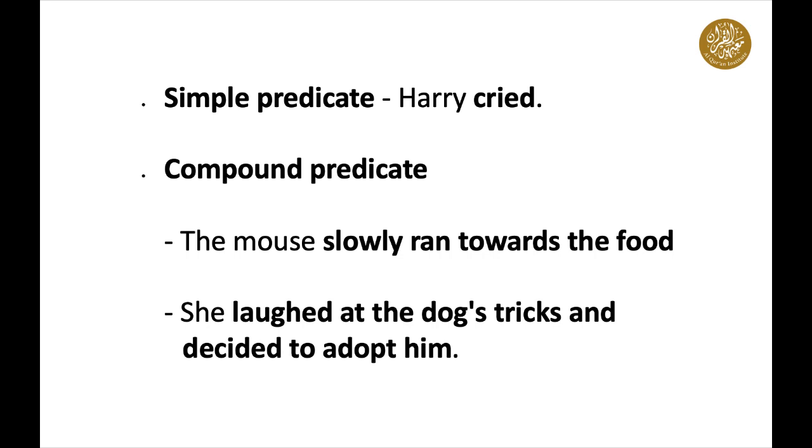What did the mouse do? It slowly ran towards the food. That is the information, khabar. In English, that is called predicate. And in this case, it is compound predicate because it's multiple words here. Next example. She laughed at the dog's tricks and decided to adopt him. What did she do? She did a lot of things here. So the sentence gives a lot of information about what she did. She laughed at the dog's tricks and decided to adopt him.